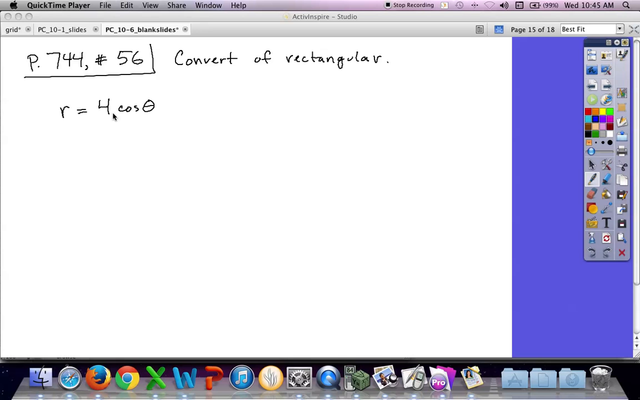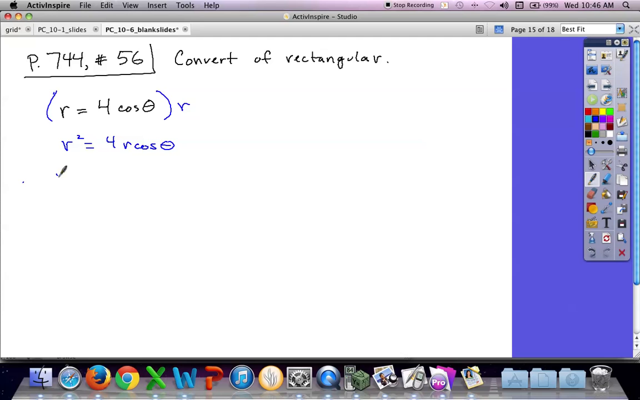But if I multiply times r here, what else do I have to do? I'm going to have to multiply both sides times r in order to give me that r cosine theta that I can substitute for. Multiply both sides times r. Now I have r squared equals 4r cosine theta. That's pretty handy because now what I have on the left, I have a substitution for too. What is r squared? x squared plus y squared.